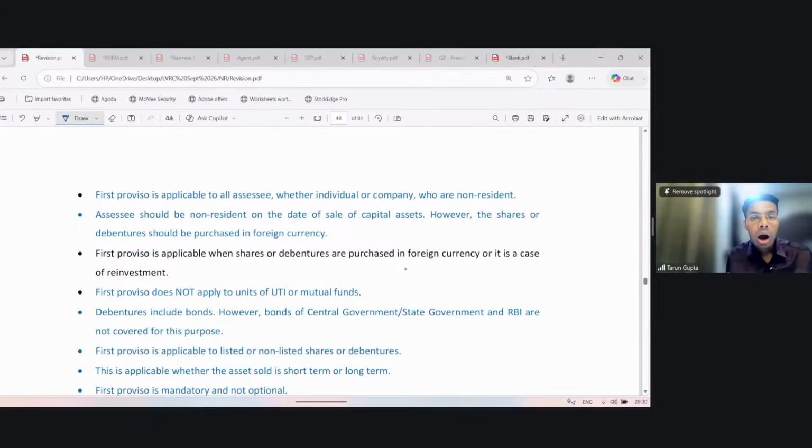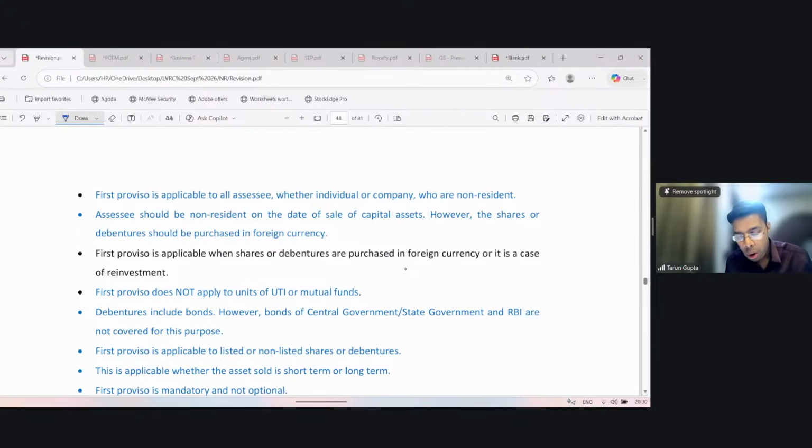Now, the first proviso is applicable to all assessees, whether an individual or a company, who is non-resident. The assessee should be non-resident on the sale of the capital asset. However, shares or debentures should be purchased in foreign currency. The first proviso is applicable when shares or debentures are purchased in foreign currency or in the case of reinvestment. The first proviso is not applicable on units of UTI or mutual funds. They are applicable only on shares or debentures.